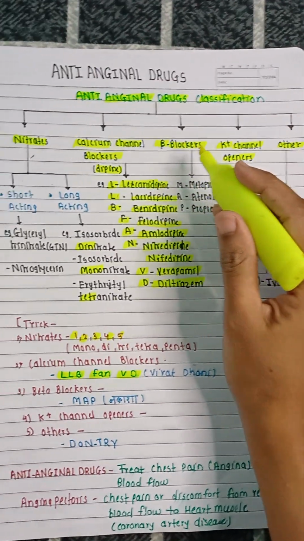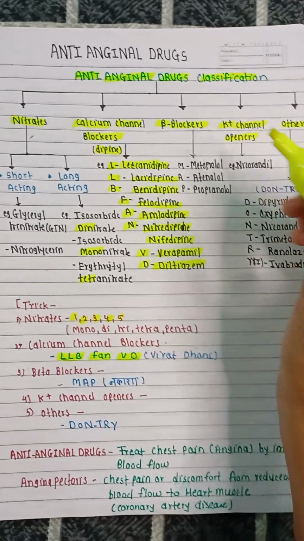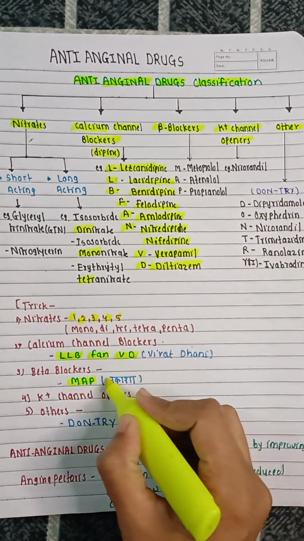The next class is the beta blockers. For the beta blockers, the trick is MAP.